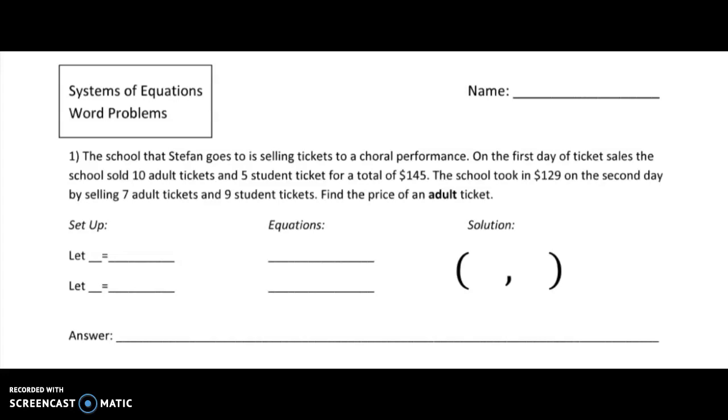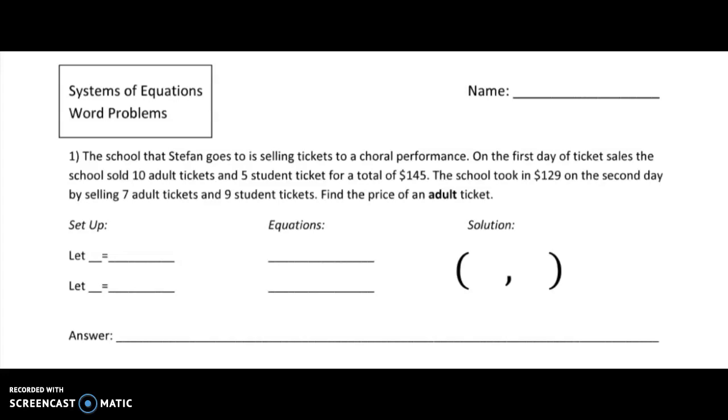Today, we will be solving systems of equation word problems. Now, previously, we talked about how to solve a system of equations by graphing or through our Desmos calculator by finding where the two lines intersect. So today, we're going to be looking at real-world situations that can be solved by systems.